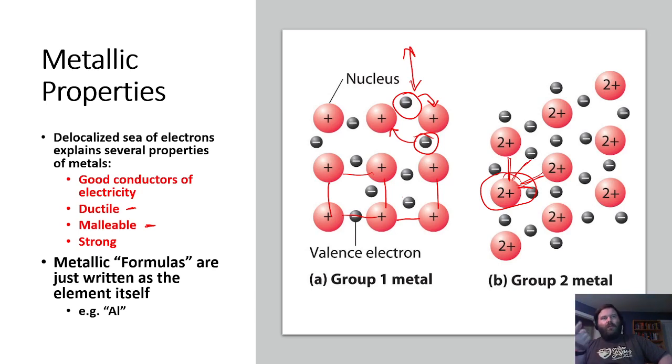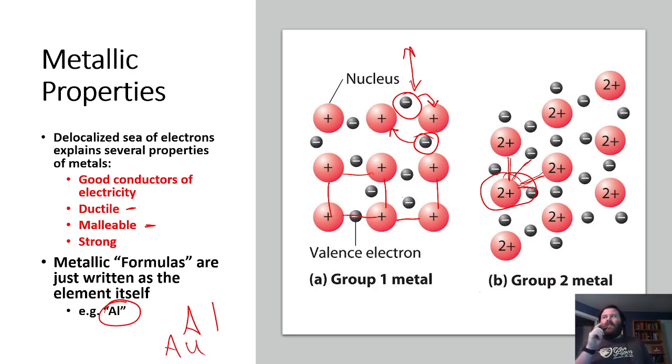We'll talk about this in the next lecture, but there's no formula for a metallic compound. When you're talking about a metal, you just write or say the name of the metal itself. So if we're talking about aluminum, aluminum makes metallic bonds with itself, and we would just write aluminum as Al, or gold as Au, or something like that. And that's basically all we need to know about metallic bonds.